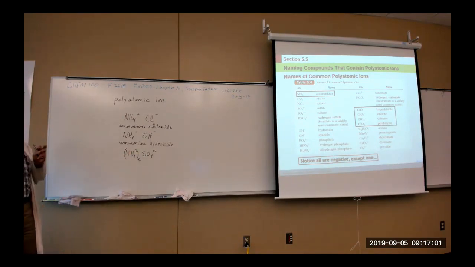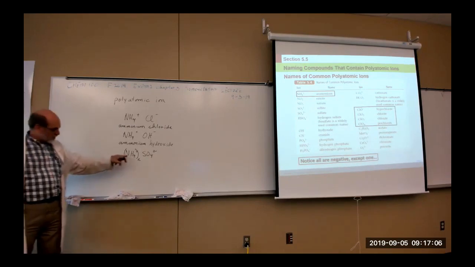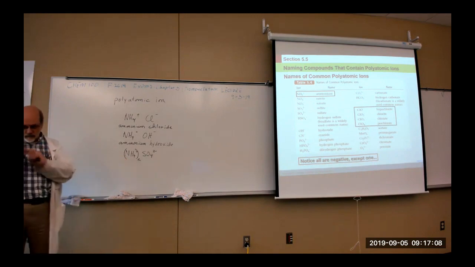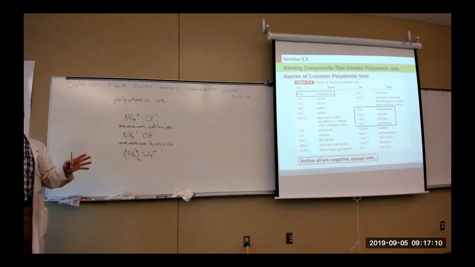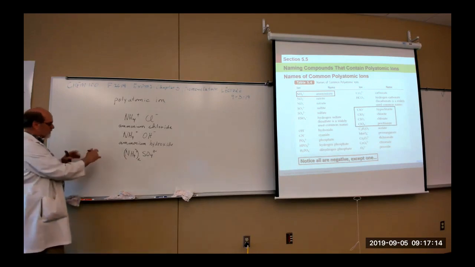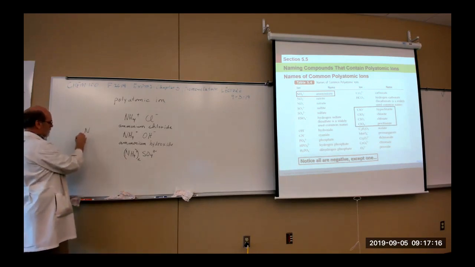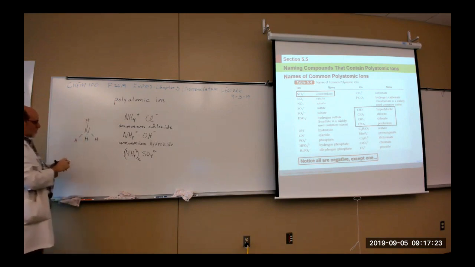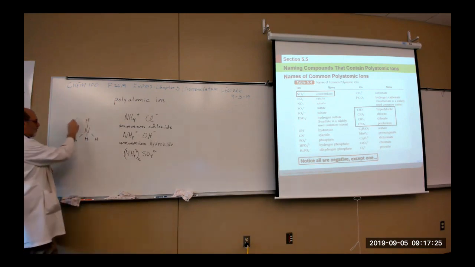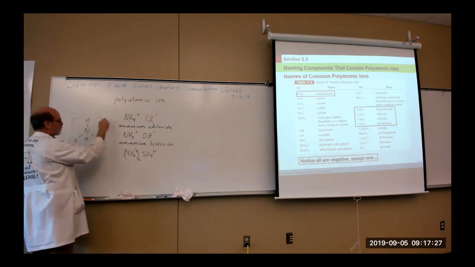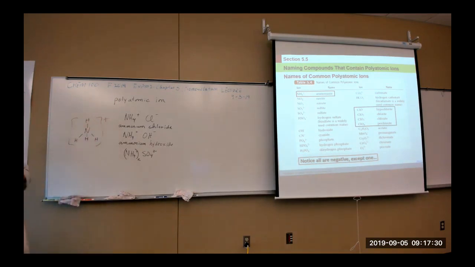Why? Because a polyatomic is a single unit. If you change the subscripts here, you've changed the group. It's not the same anymore. Right? So in this case, we would have there, there, there, there, and there. That's our polyatomic. And that polyatomic has a +1 charge. Okay?